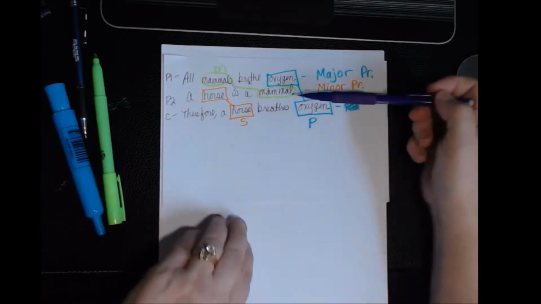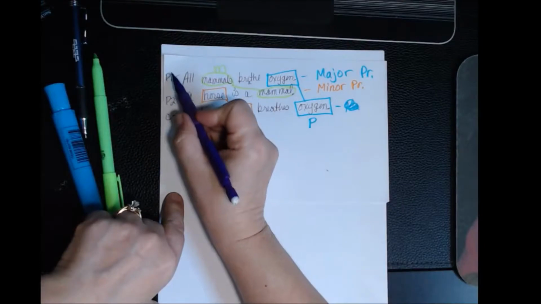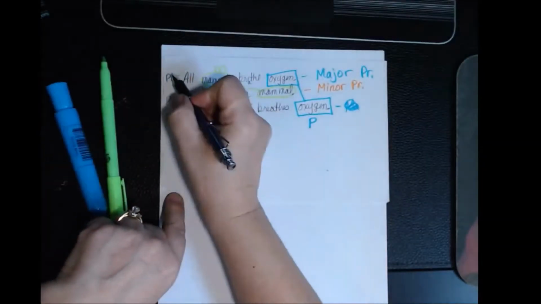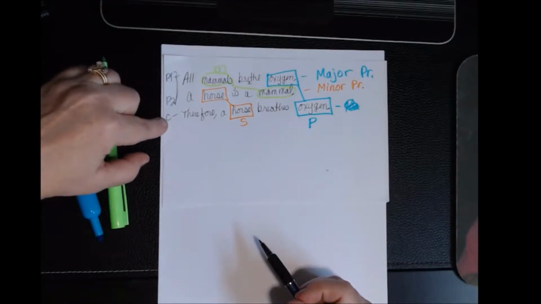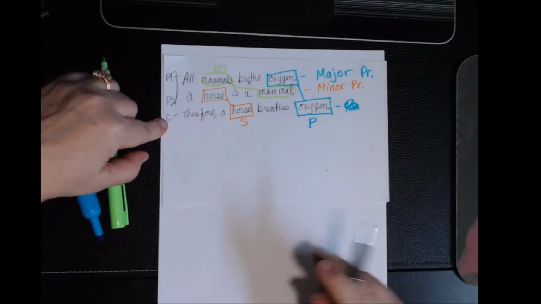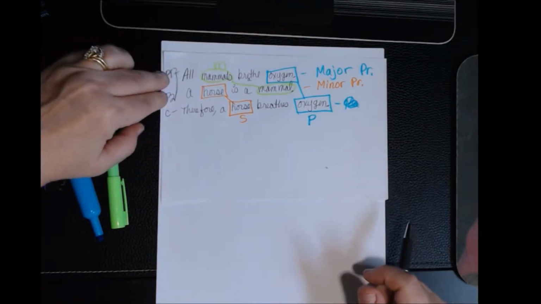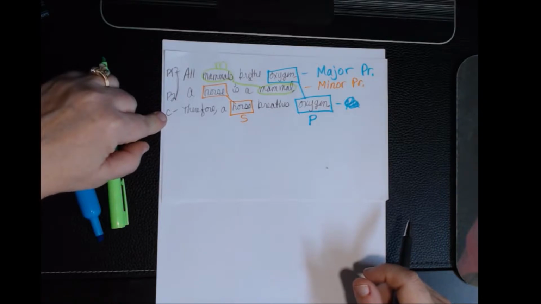So this whole thing, all three of these together, again, these two, premise 1 and premise 2, these two together are called the antecedent, and this one is called the conclusion. So the essential law of argumentation is that if your antecedent is true, then your consequent must also be true.